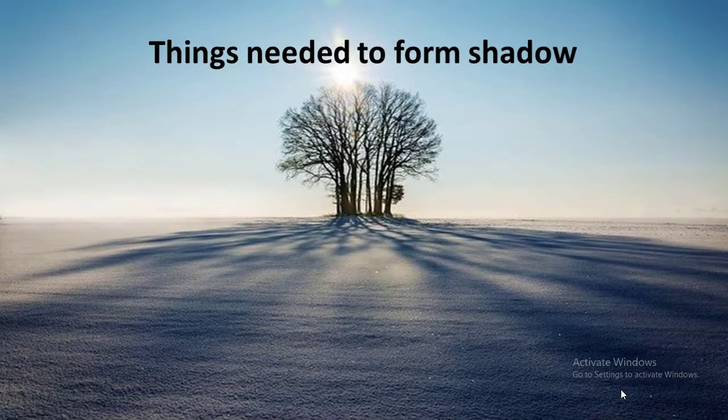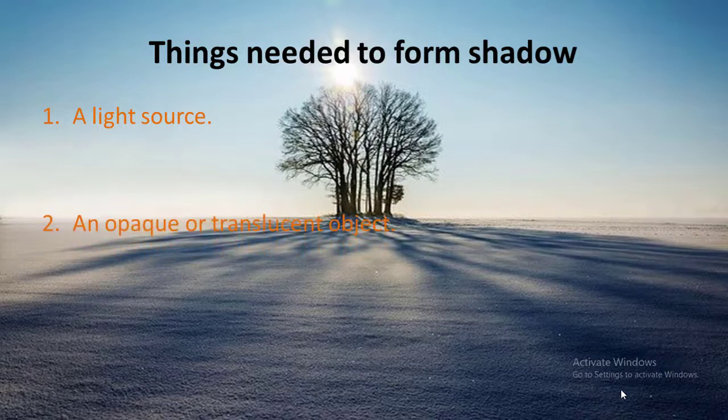And which things are needed to form a shadow? There are three things. First one is the light source. The light source can be sunlight, a torchlight, a tube light, or a candle light, or any other luminous object. The second thing which is needed to form a shadow is an opaque or translucent object.